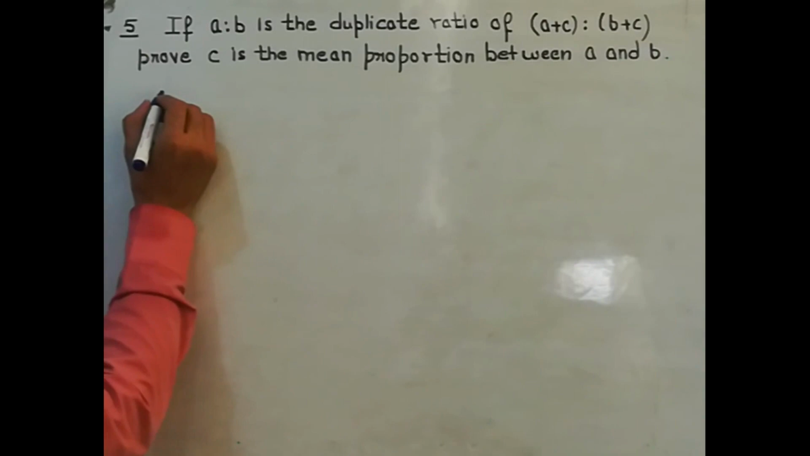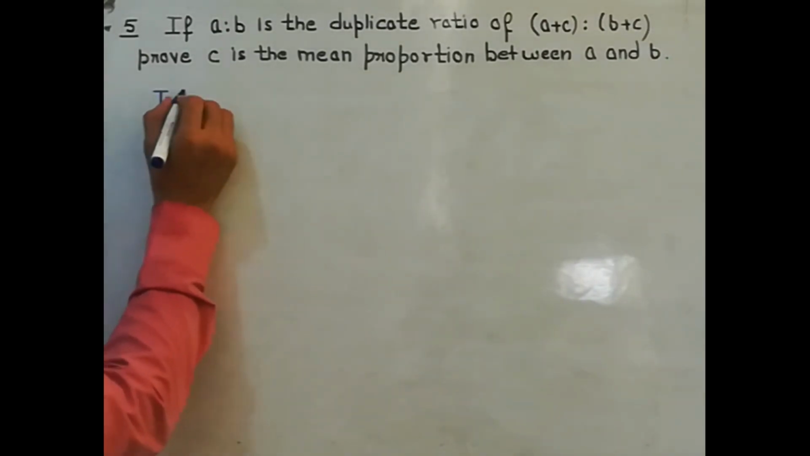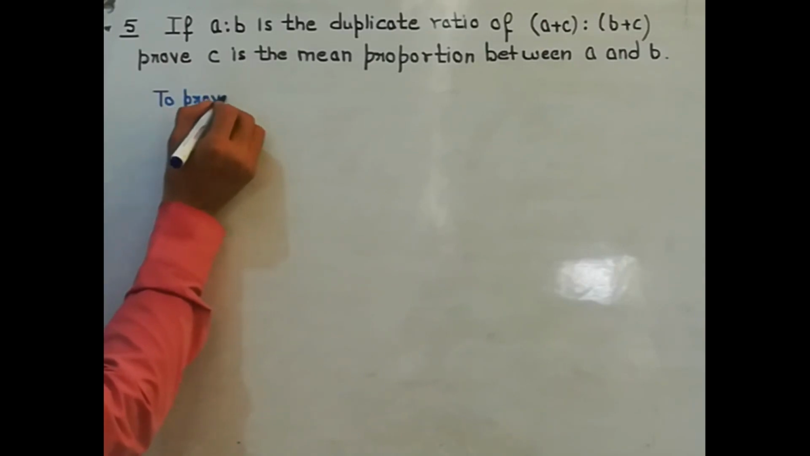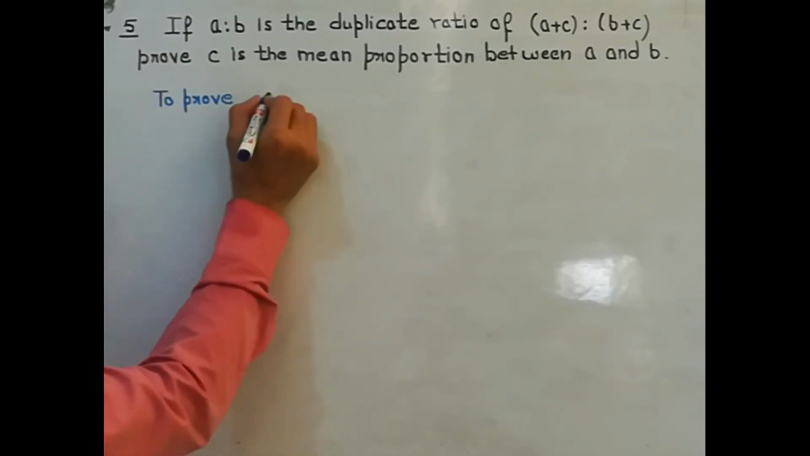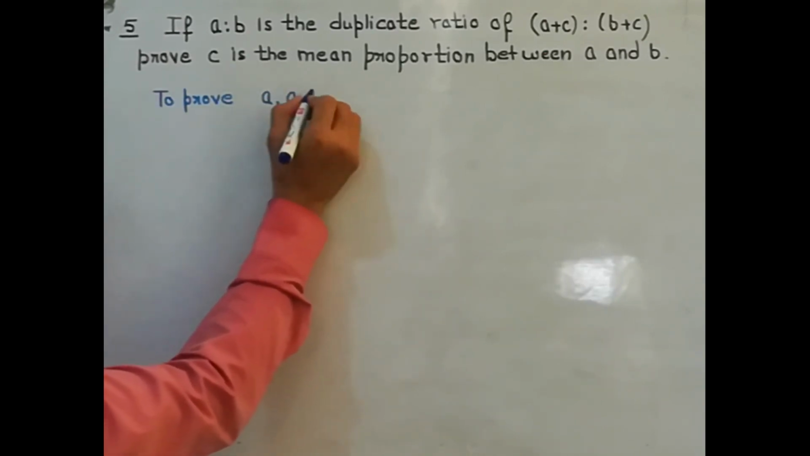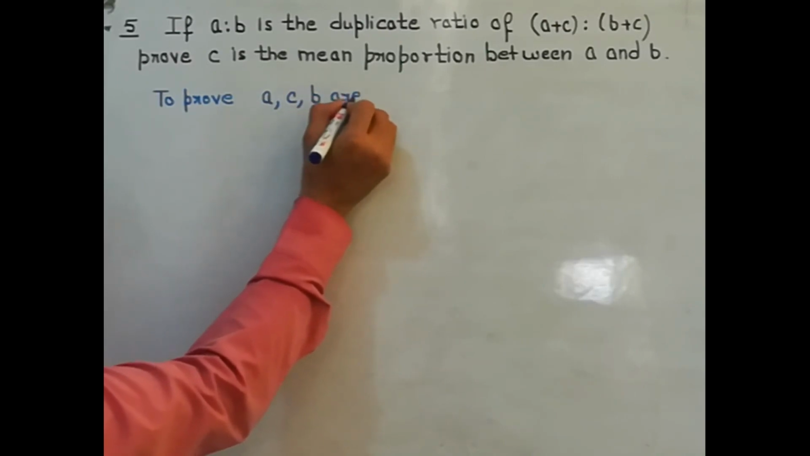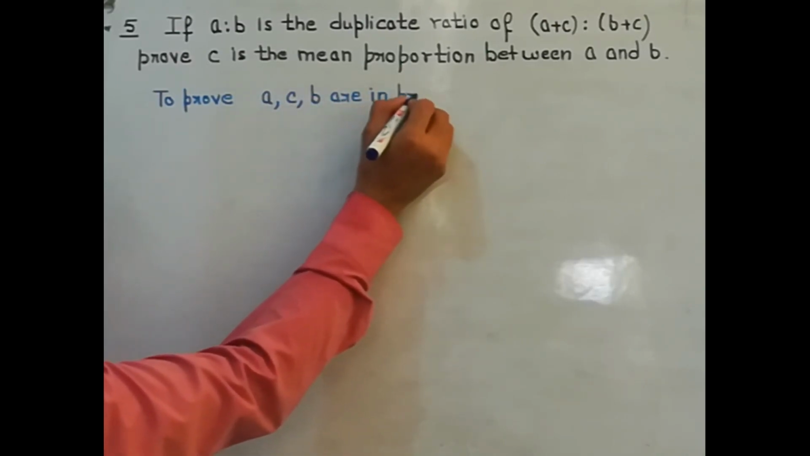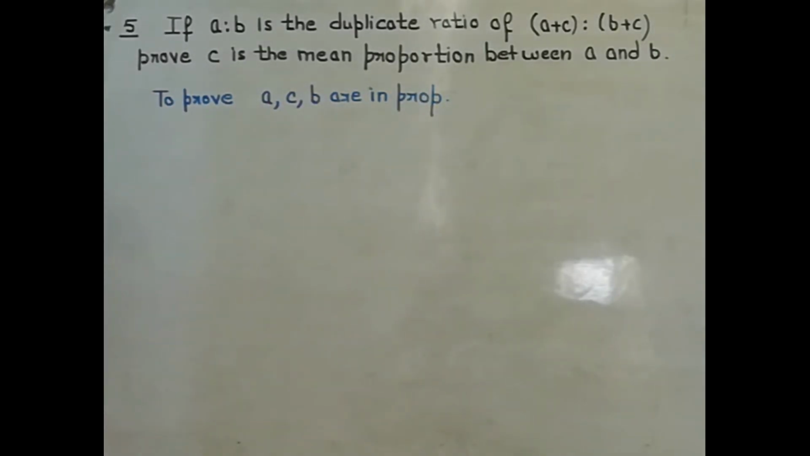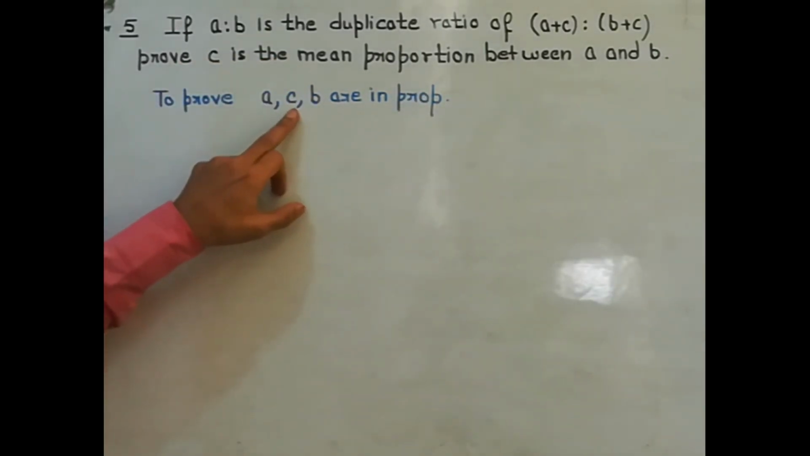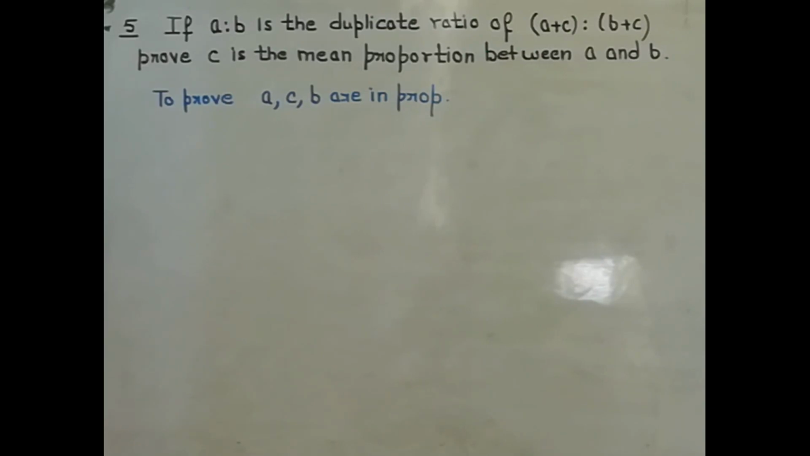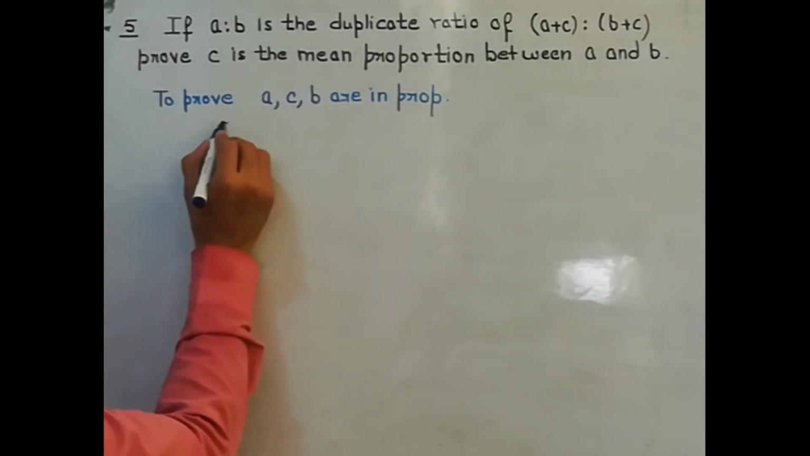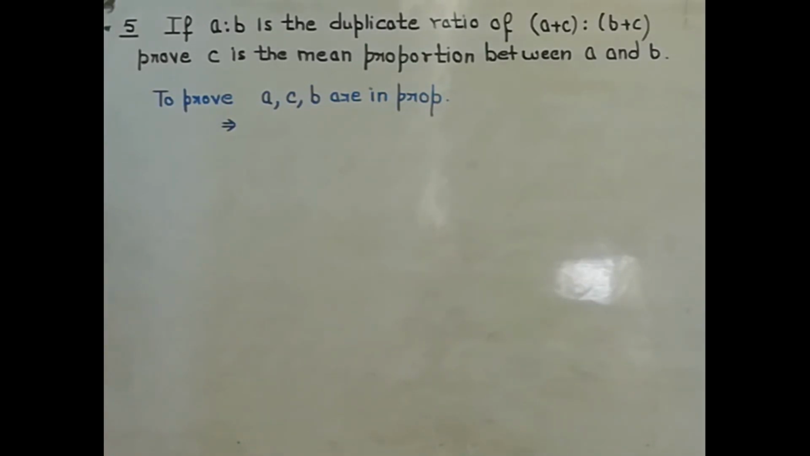See what we have to prove. To prove c is the mean proportion, that means you have to prove like this. This you have to prove. See, the question says you have to prove that c is the mean proportion. So c is to lie in between a and b, and then they are in proportion. And we know that whenever three terms are in proportion, then what is the relation between them? Three terms in proportion, what is the relation between them?